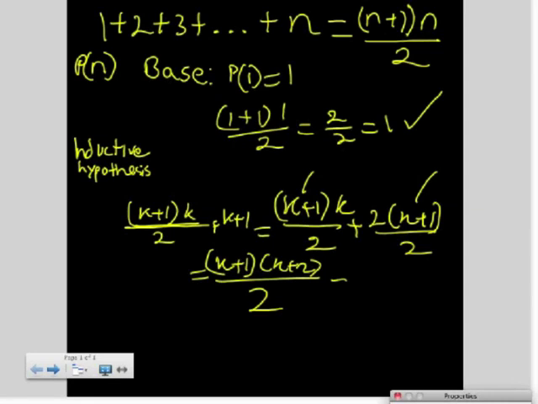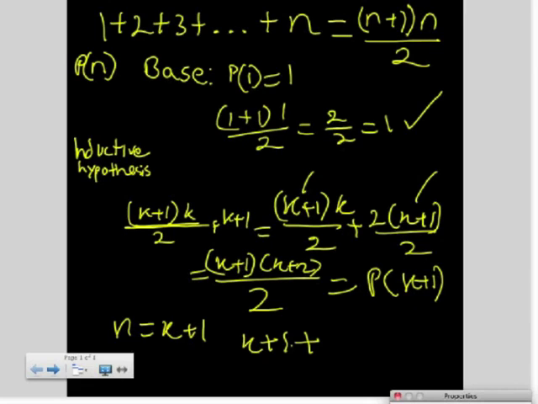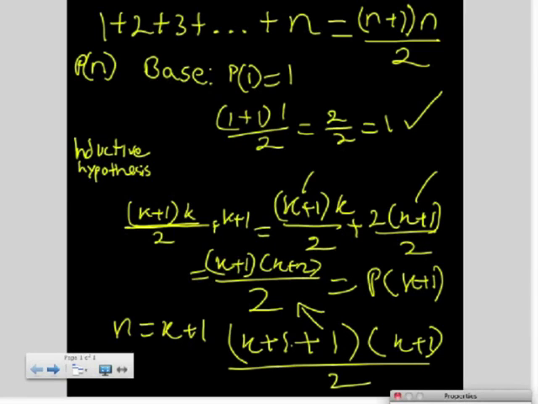And now we see that this is equal to P of k plus 1, because if we substitute k plus 1 in for n in our original formula, we would get the same thing, because k plus 1 times k plus 2 over 2 is what we have right there. So therefore, the sum of all positive consecutive integers from 1 to n is equal to n plus 1 times n over 2. And that's proved by regular mathematical induction.